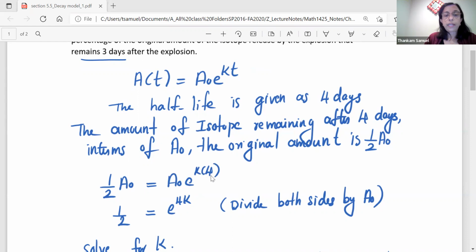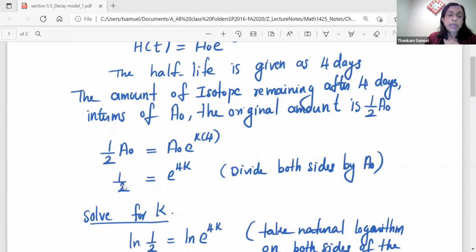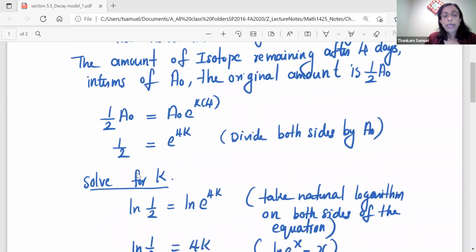You can see that this is an exponential equation. To solve an exponential equation, we need to get the exponential part by itself. So divide both sides by A sub 0. So we have 1/2 equals e to 4k. Now we have to solve for k. So we have to take the natural logarithm on both sides of this equation. So ln of 1/2 equals ln of e to 4k.